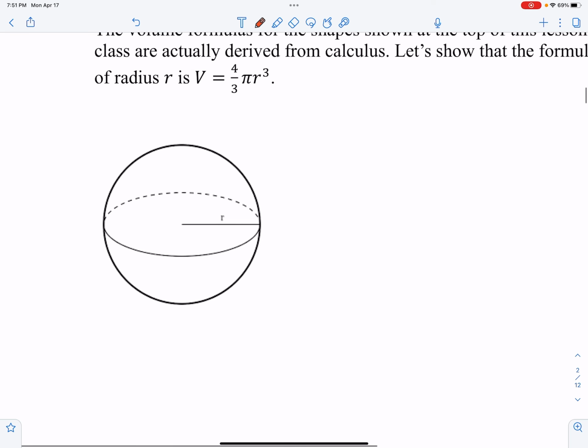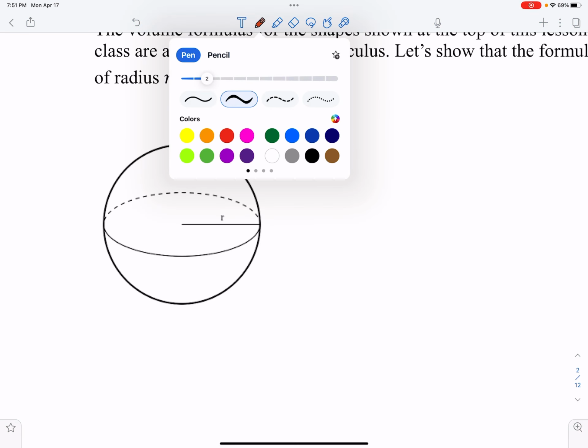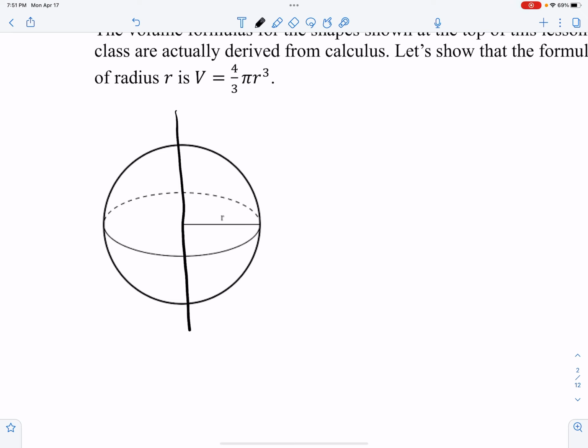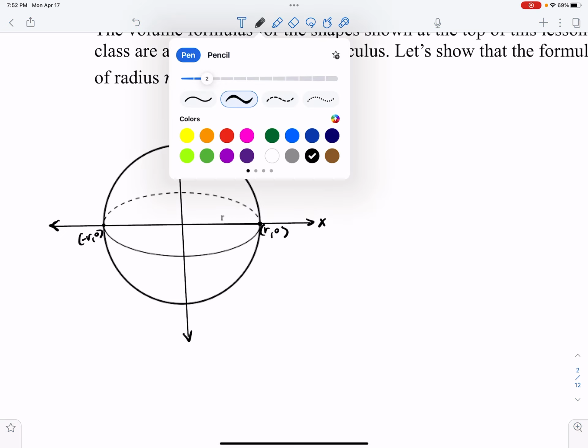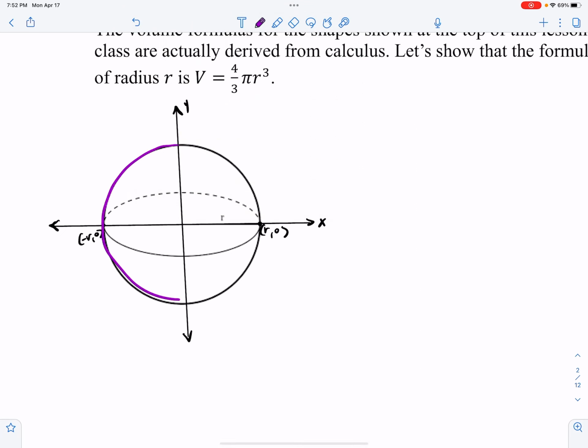Okay, so let's think about being in the XY plane first. Let's think just about having a two-dimensional circle in the XY plane, and that circle has a radius of r. That means this point here would be (r, 0), and this point over here would be (-r, 0). Okay, so we have this circle. Let me start with a different color actually.